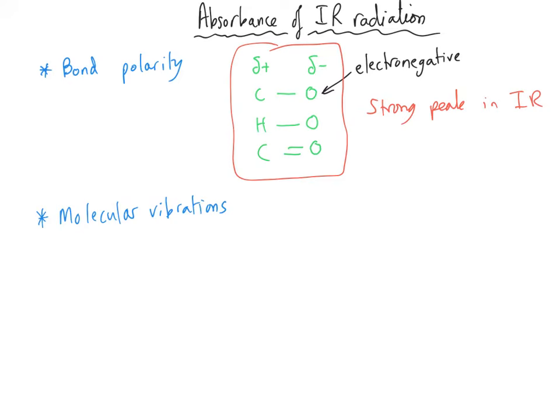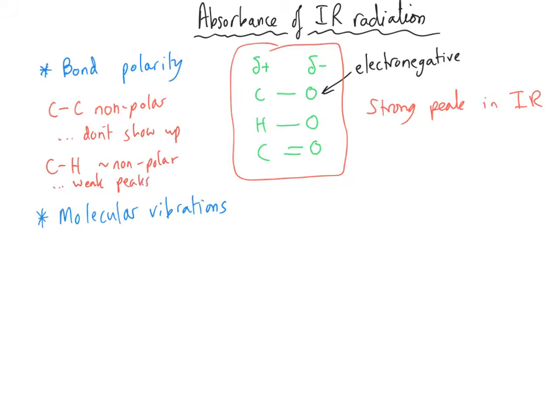In contrast, things such as carbon-to-carbon single bonds, which are non-polar, hardly show up at all. And for A-level chemistry, we can pretty much consider that they don't show up. And similarly, carbon-to-hydrogen bonds are almost totally non-polar, not entirely. And so these are considered to be weak peaks.